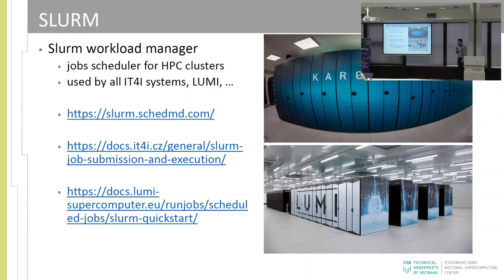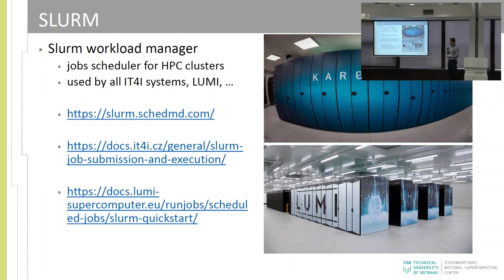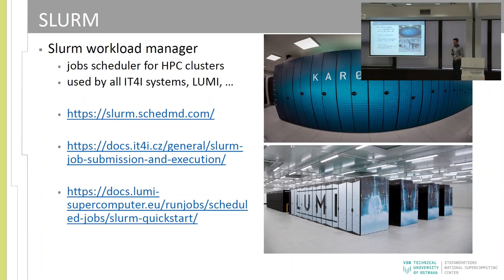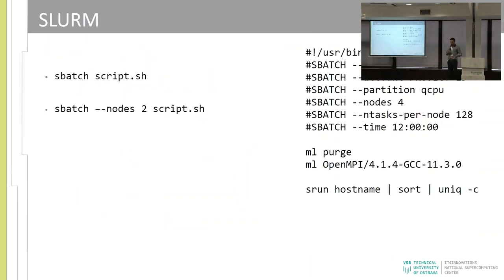There is a lot of documentation for Slurm, at IT4I, at LUMI, and so on. This documentation contains many nice examples of how to use Slurm for running your application. Basically, the simplest way is to create a batch script, which can be seen on the right side of my slide. At the beginning of the script, there are parameters for Slurm like job name, project ID, the partition where you want to run your application, how many nodes you want to use, how many tasks per node, and so on. There is also a wall time that should be specified according to your application needs.